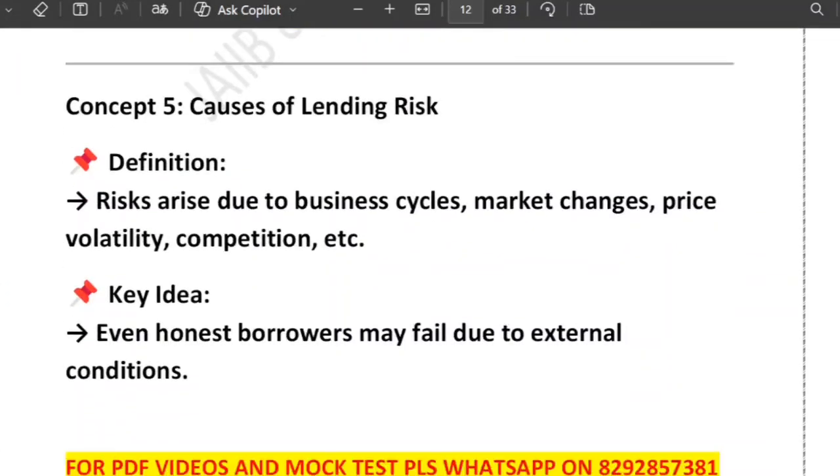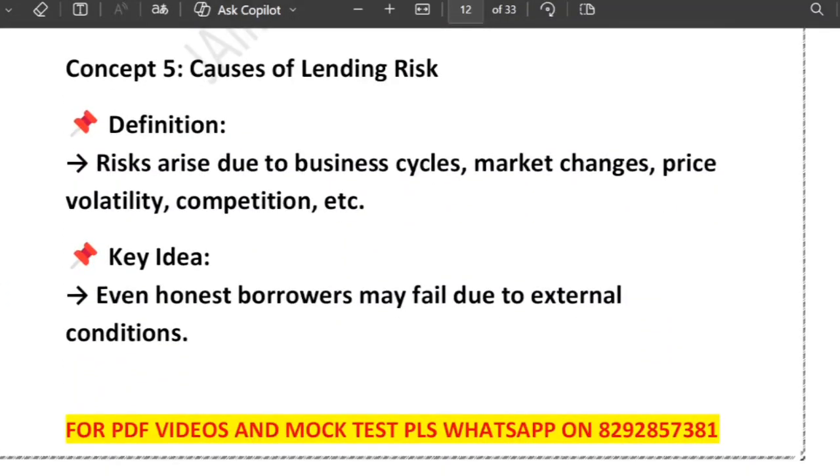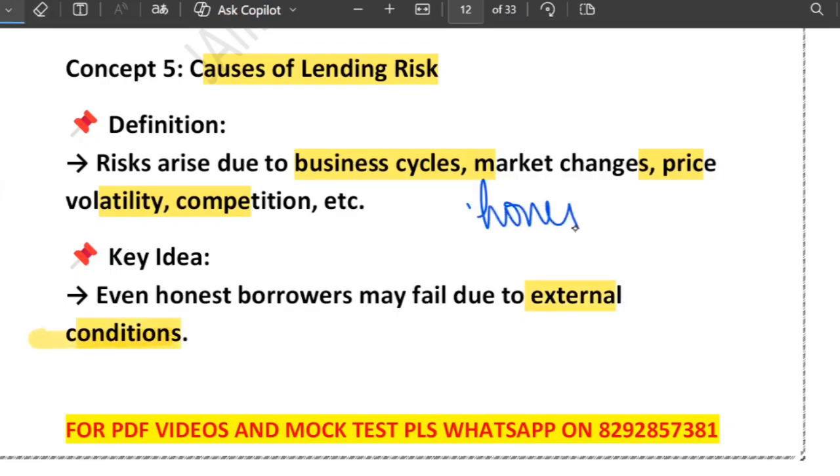Now, the next point is the cause of lending risk. Risk does not always come from a dishonest borrower, right? Sometimes a business fails because of a market downturn, competition, or changing prices, right? So even an honest borrower may struggle to repay. Why? Due to external conditions. That's the point. Sometimes even when you have an honest borrower, they are not able to repay. The reason is that external conditions are the factor.